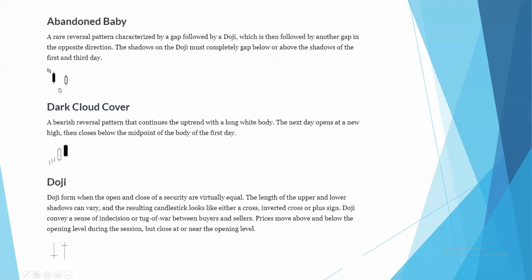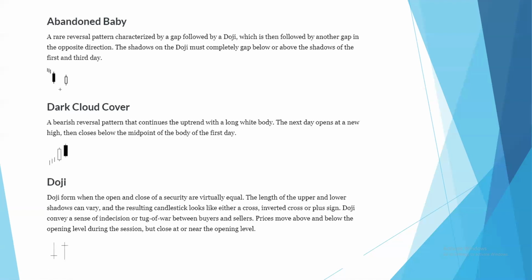Stock's falling, falling, falling. We see a Doji Star. It doesn't matter if it gaps up or if it opens up at the same price tomorrow. We know it's going to be moving on up, right? Dark cloud cover, a bearish reversal pattern that continues with the upward trend of the long white body. The next day opens at a new high, then closes below the midpoint of the body on the first day. Just a sign of a reversal.